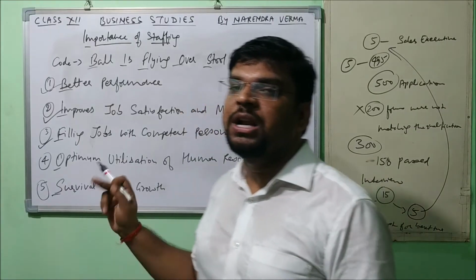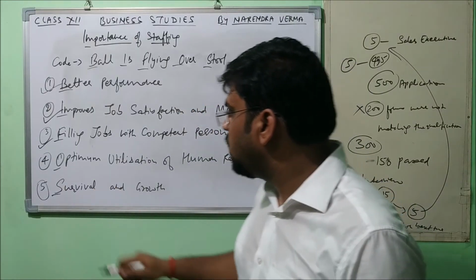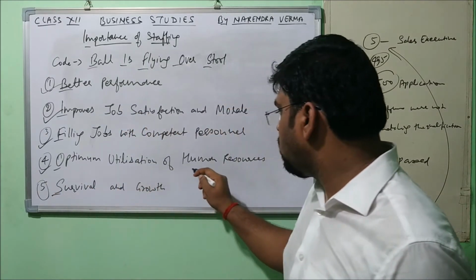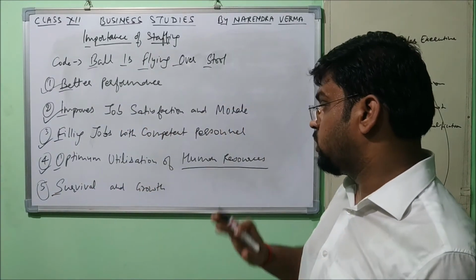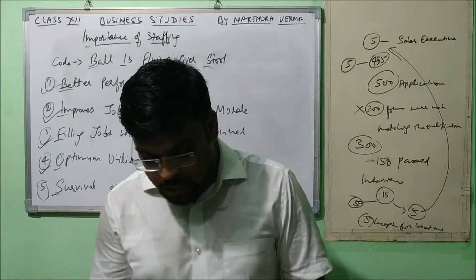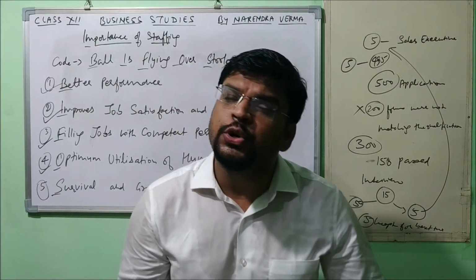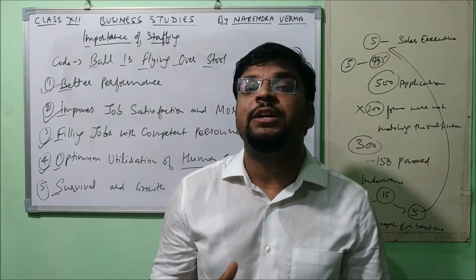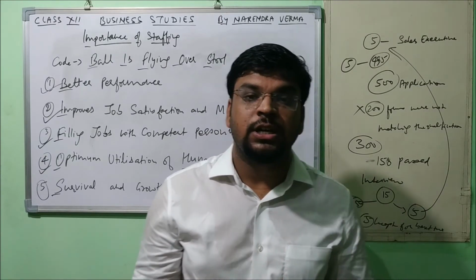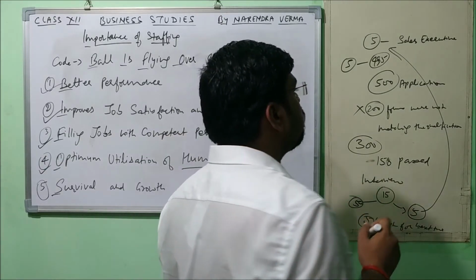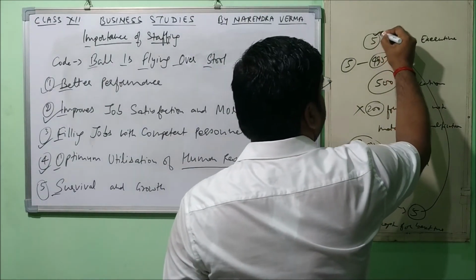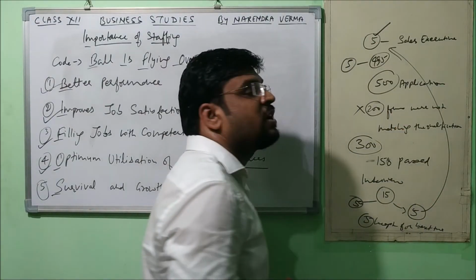Now let's move on to another point of importance, that is what? Optimum utilization of human resources, not just resources, human resources. Okay, now what happens under the staffing process? Like I told you, the estimation of the vacant posts is done. Very first, it has to be ensured how many posts are vacant. Say for example, we just came to know here that 5 posts are vacant.